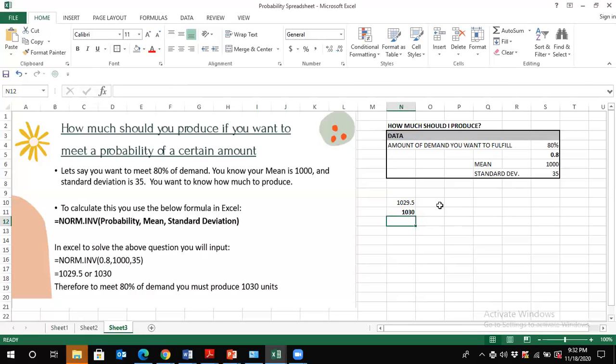In the first example, you were calculating probabilities of fulfilling demand, probability of not being able to fulfill demand. Here you are calculating the value of how many goods you need to produce. So this is basically how you solve these two very crucial pieces of information in supply chain management using probability and Excel.